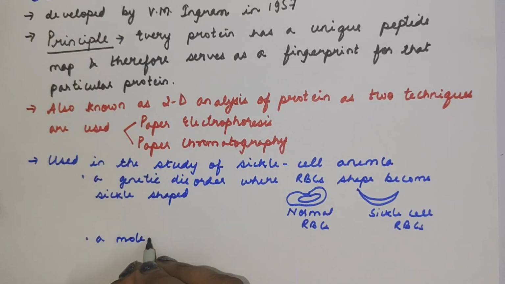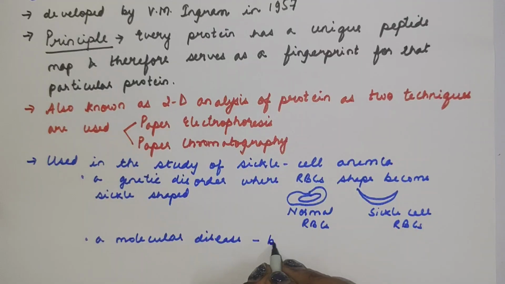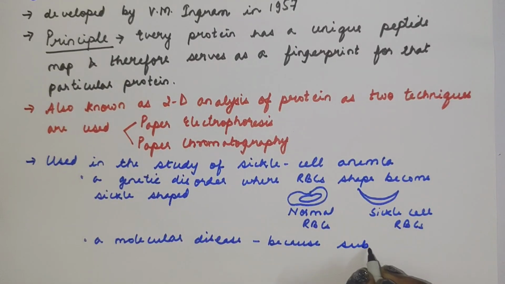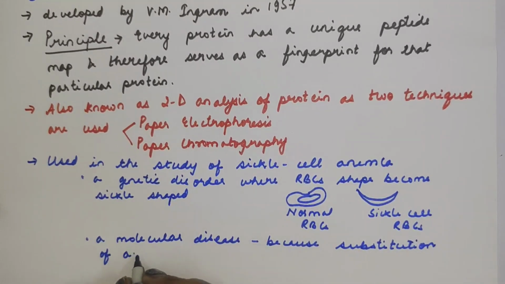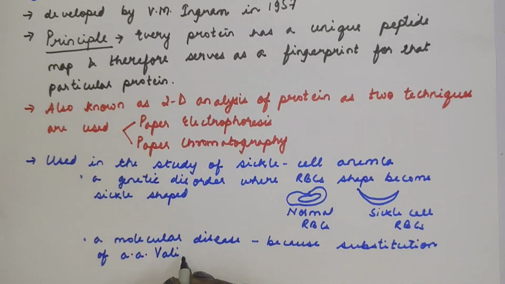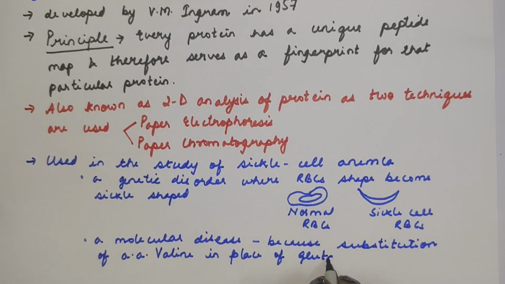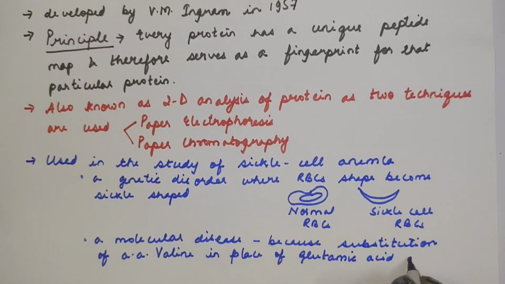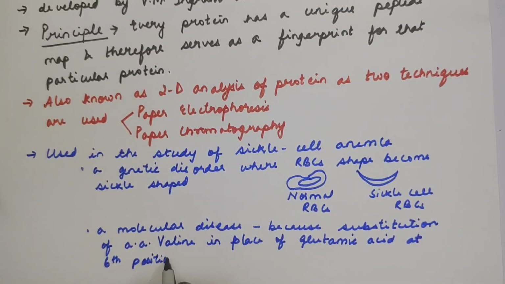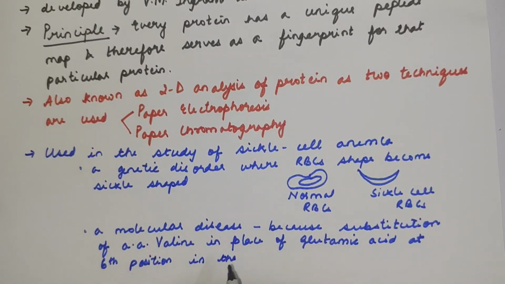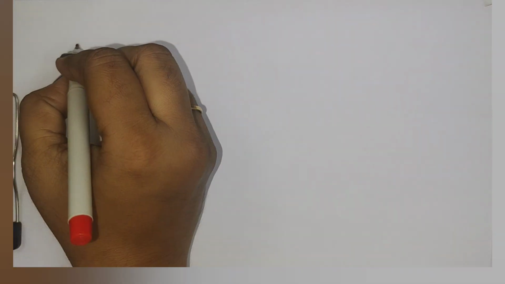As you can see, the figure has been drawn. It becomes a half moon shape. So, as you can see, there is a difference in the shape of the RBC, and therefore the hemoglobin content of the RBC will be hampered, and thereby the oxygen carrying capacity of the sickle cell RBCs will be hampered, and therefore anemia will occur. Sickle cell anemia is also known as a molecular disease because it arises due to substitution of the amino acid valine in place of glutamic acid at the sixth position in the beta chain of hemoglobin.